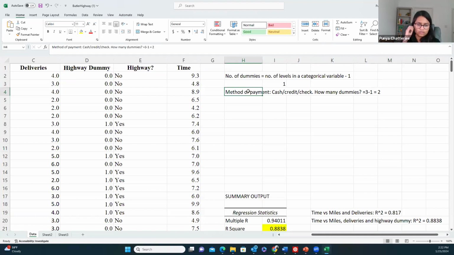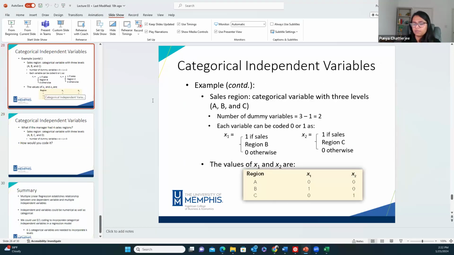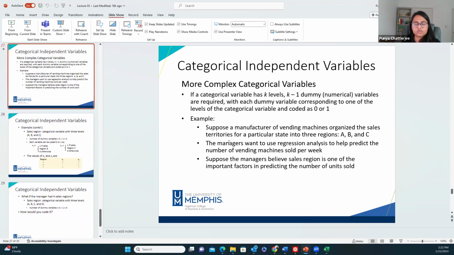So how to create multiple dummies? I think we're going to talk about it later. I do have an example here, but I'm not gonna go over that today, of course, we don't have the time. But later we will see how to create multiple dummies based on the levels of the categorical variable. It's basically very similar to what we did today. It's just how you code the zeros and ones that's going to matter.